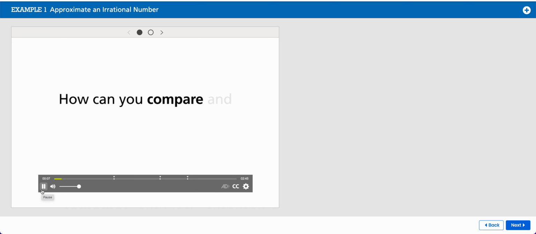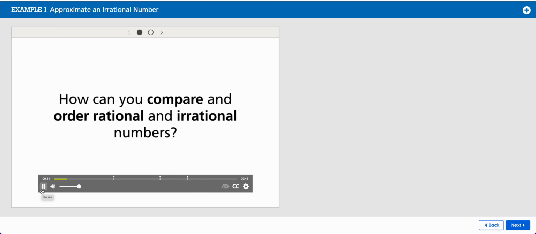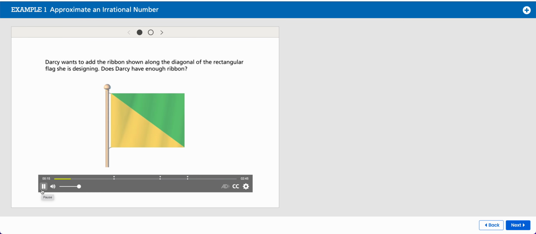How can you compare and order rational and irrational numbers? Think about this question during the lesson. Darcy wants to add this ribbon along the diagonal of the rectangular flag she's designing. Does Darcy have enough ribbon? Here's what Darcy knows. The flag is 7 feet wide by 5 feet high. And Darcy has 8 5/10 feet of ribbon.